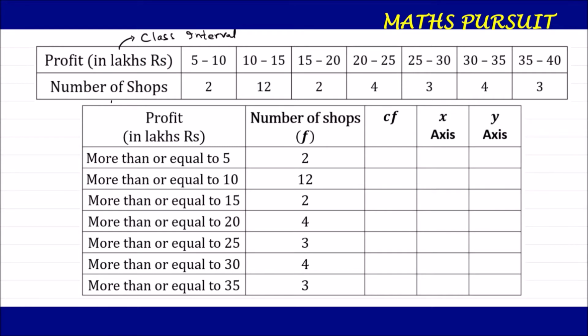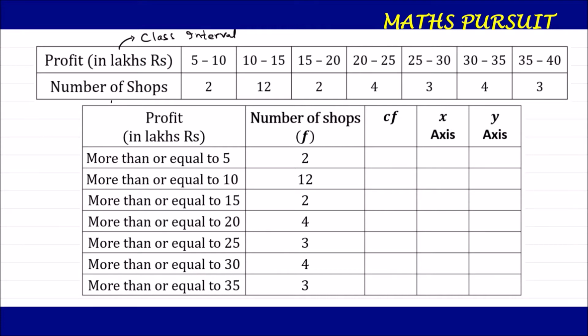Similarly, for 10 to 15, it is more than or equal to 10, but not less than. Similarly, 15 to 20, it is more than or equal to 15. For 20 to 25, more than or equal to 20. For 25 to 30, more than or equal to 25. For 30 to 35, more than or equal to 30. For 35 to 40, more than or equal to 35. In this way, we need to put the data in a tabular form.